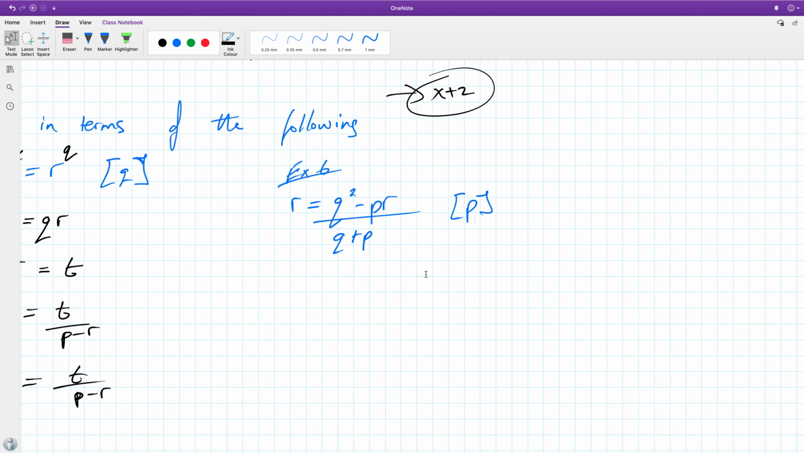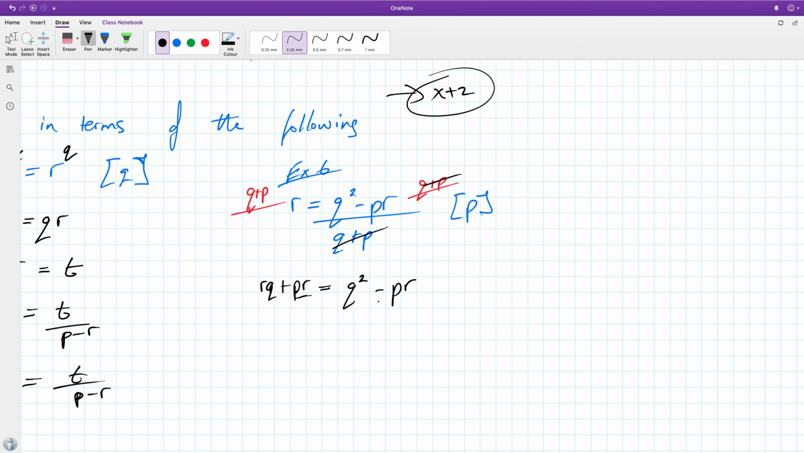Right, let's have a little go at this one. So, 5 minutes. So, get rid of my fraction. Q plus P, Q plus P, they knock. R times Q, RQ, R times P, PR is equal to Q squared minus PR.